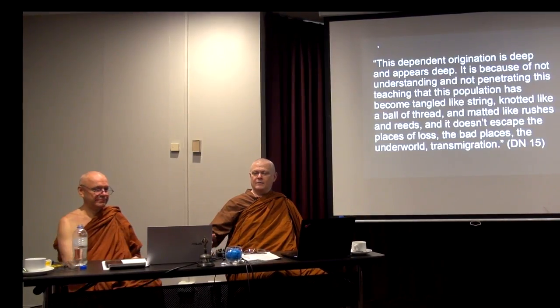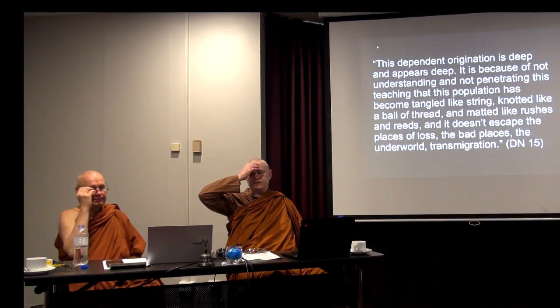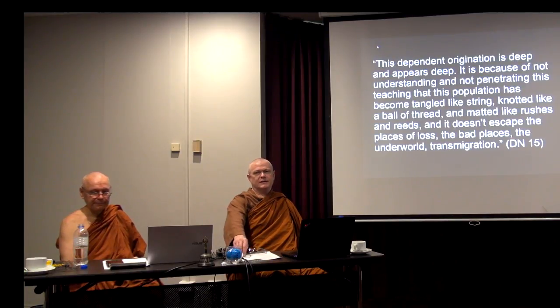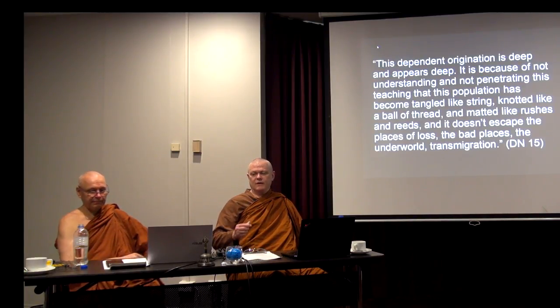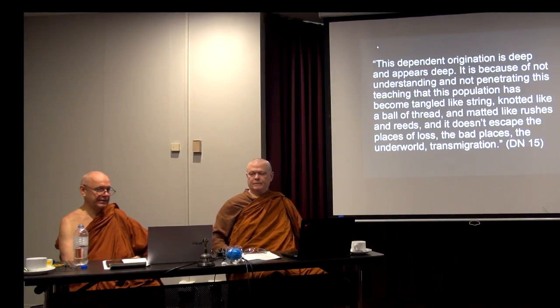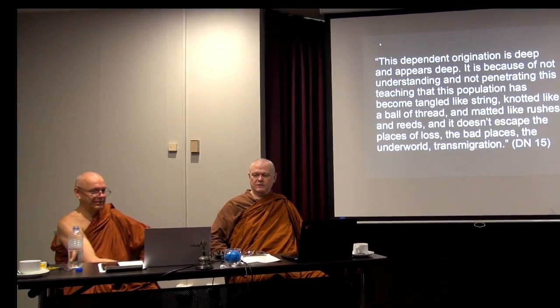Okay. So this is the quote that the Buddha says at that time. And again, this is one of the many reasons for understanding that dependent origination is talking about rebirth. You hear the Buddha being quite explicit that understanding it is how you get out of rebirth, and with that very vivid imagery. It's nice imagery, isn't it? Tangled like string, knotted like a ball of thread, matted like rushes and reeds.